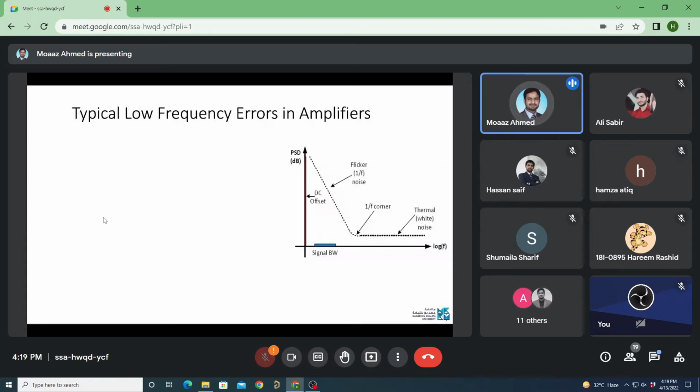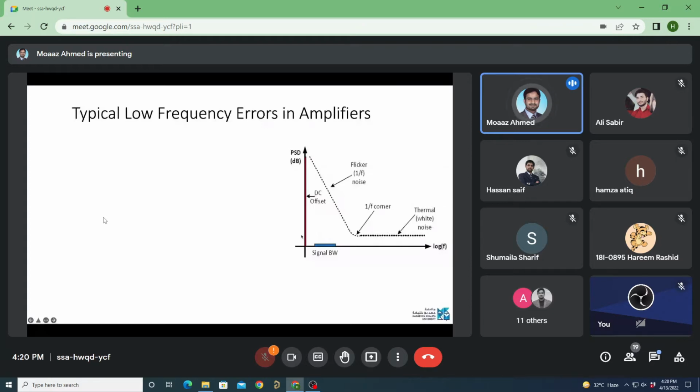Then there is also this red vertical pointer. You can see it's a DC offset. This offset is typically tens of millivolts, 30, 40 millivolts. And the signal, as I said, could have an amplitude of tens of microvolts. So again, the error has many times more amplitude than the signal to be amplified.